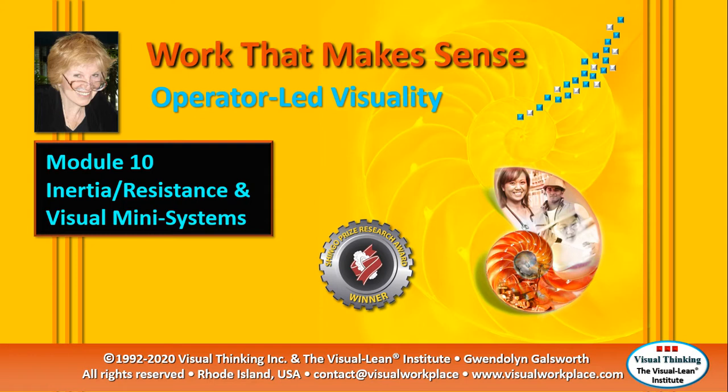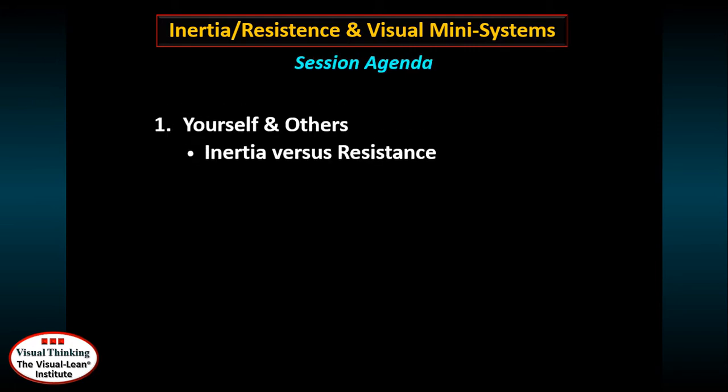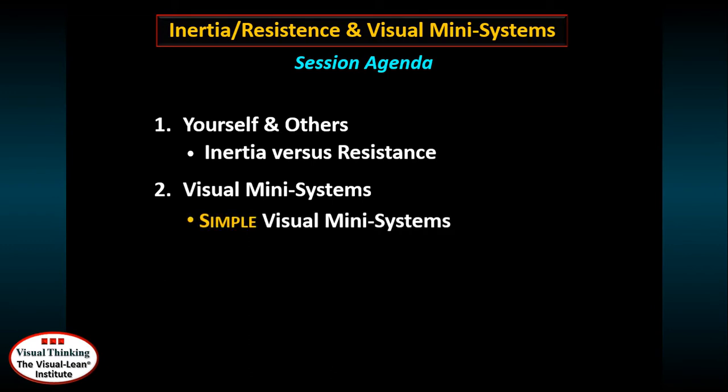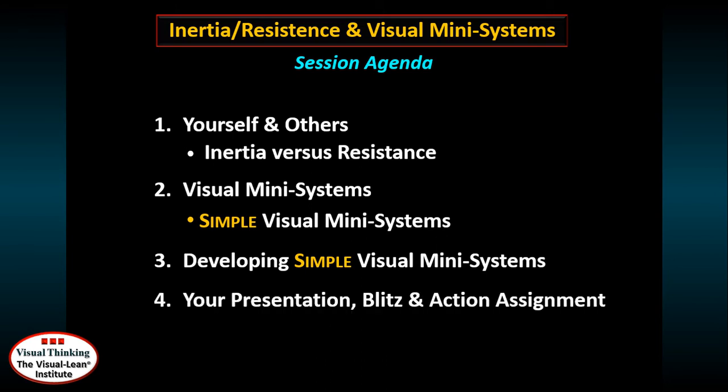and your work culture. The Module 10 agenda begins with your associates learning and discussing the telling difference between inertia and resistance and helpful ways to handle both. Then on to visual mini-systems, what they are, why they're important, and as always, your teams will study lots and lots of actual examples, and then they develop visual mini-systems of their own as part of the session.